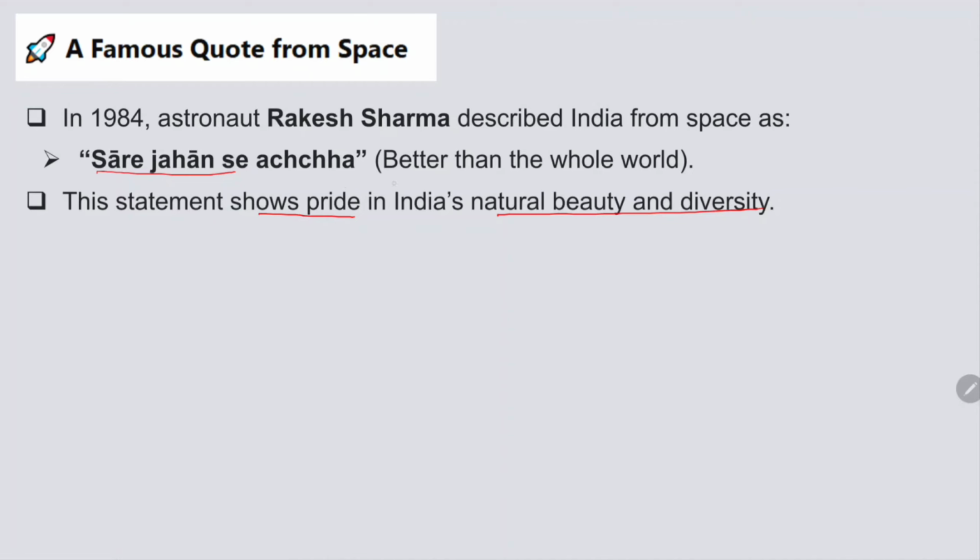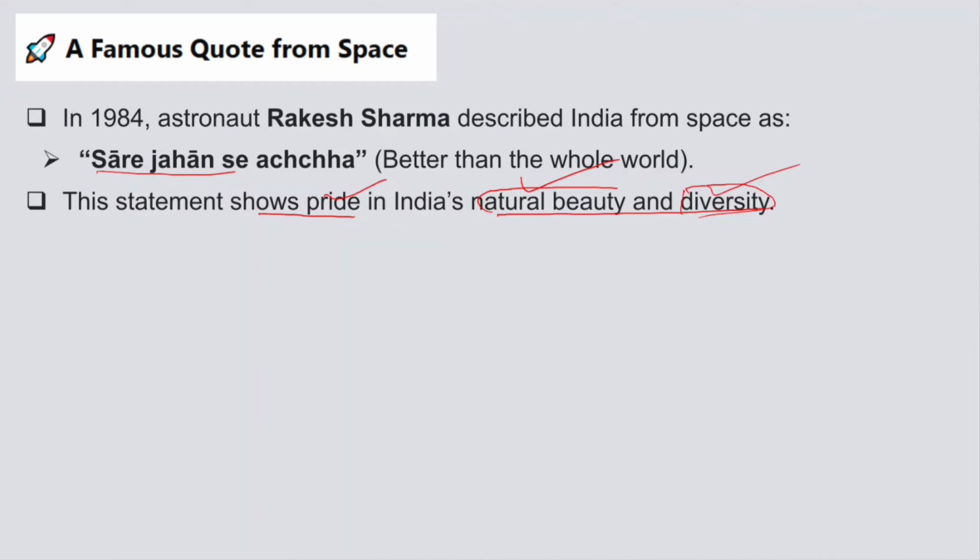So this statement shows pride about India's natural beauty and diversity. Because in the country India you will find so many natural beauties, so many landscapes, different types of views, and so much diversity in each and every place. In each and every area you will find some different topography, some different kind of terrain.